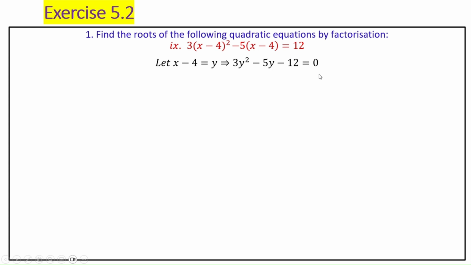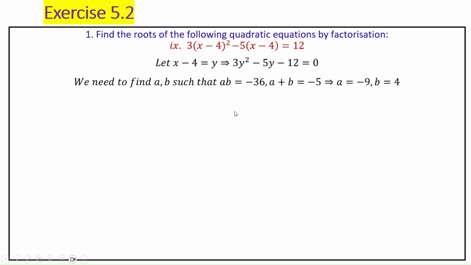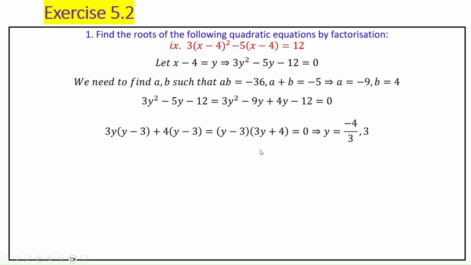Okay, now this is a quadratic equation in y, right? You solve it for y and then substitute the y value to get x. So for this equation, a and b should be minus 9 and plus 4. So you solve it, what you will get is y equal to minus 4 by 3 comma 3, and we know that x minus 4 equals minus 4 by 3 comma 3, or x equal to 8 by 3 comma 7. Okay, these are the roots of the initial equation given.